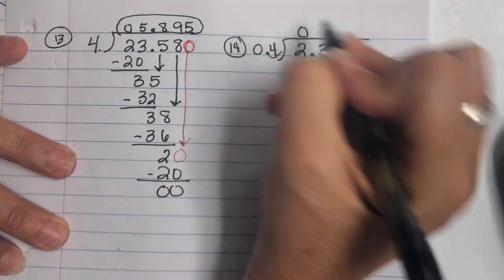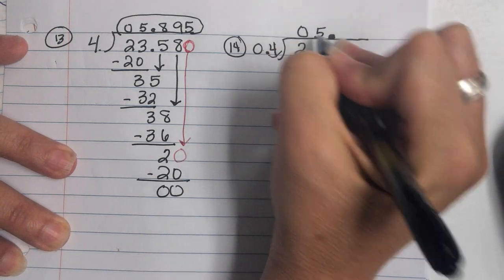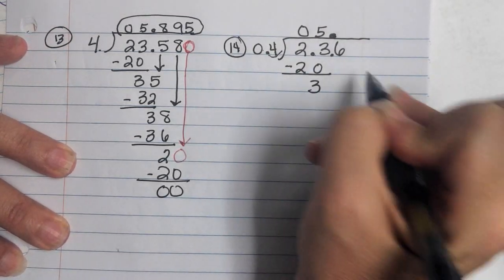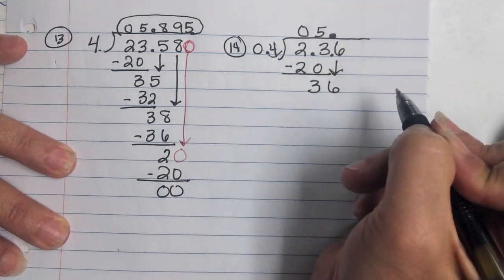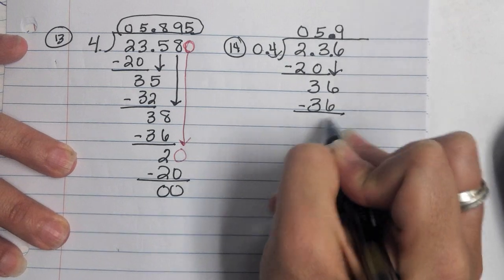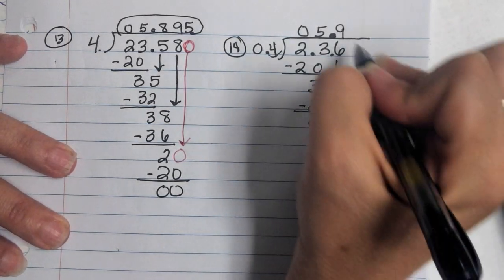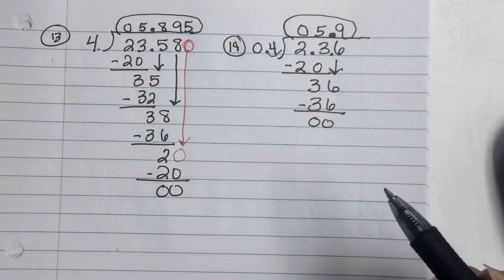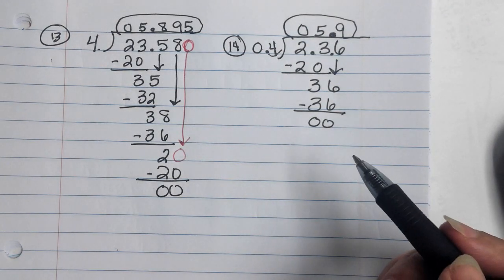4 can't go into 2. It can go into 23 5 times. Bring down the 6. 4 times 9. And we have our cute remainder of 0. You may have to add a 0 before it starts repeating.